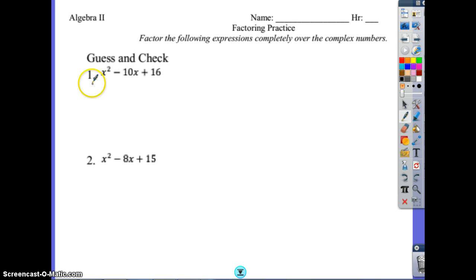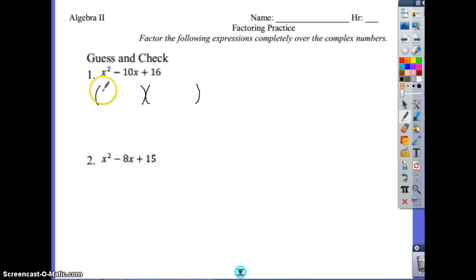So we're going to start with guess and check. So x squared minus 10x plus 16. Usually we used guess and check when you had no number in front, but you can also use guess and check when you have a number in front. So when we have something like this, a trinomial, we're going to factor into two binomials. So we set up our two sets of parentheses here. And our two binomials, remember, you would multiply everything by each other in order to get back to the trinomial.